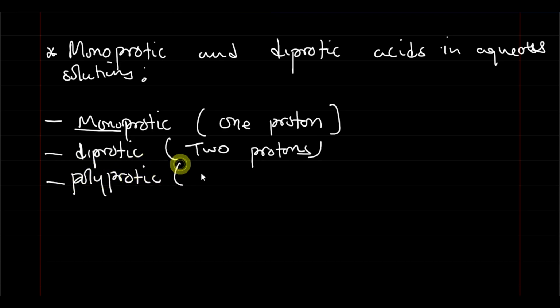Now polyprotic can be 2 or more protons. Okay, so a monoprotic acid is an acid that can donate 1 proton, and a diprotic acid is an acid that can donate 2 protons. A polyprotic acid is an acid that can donate 2 or more protons.